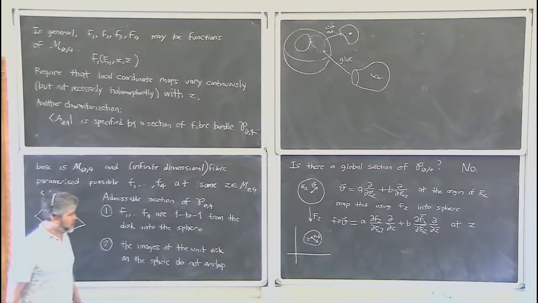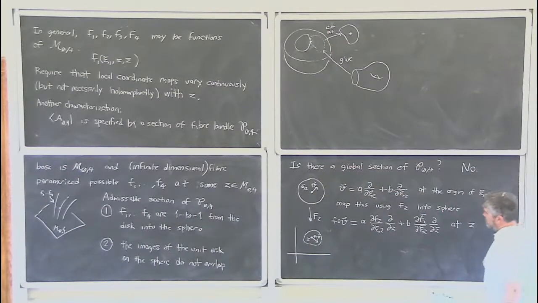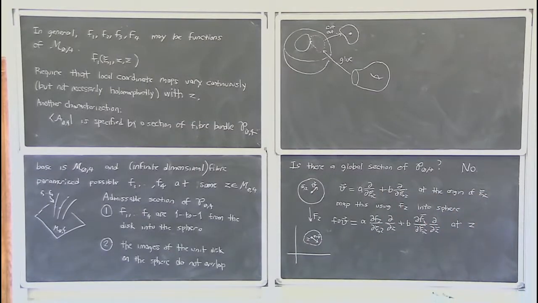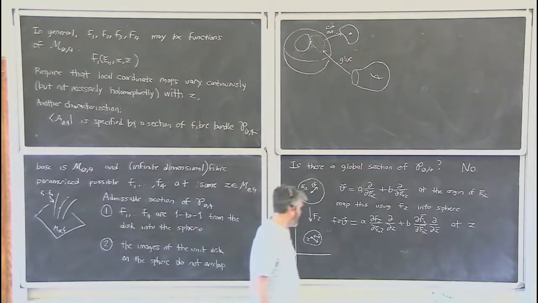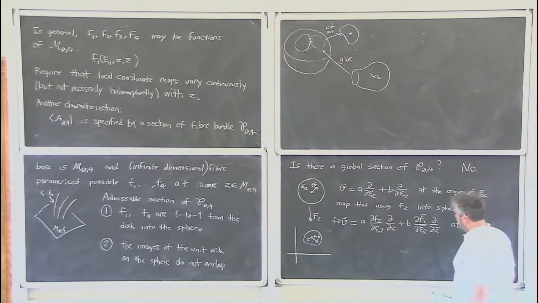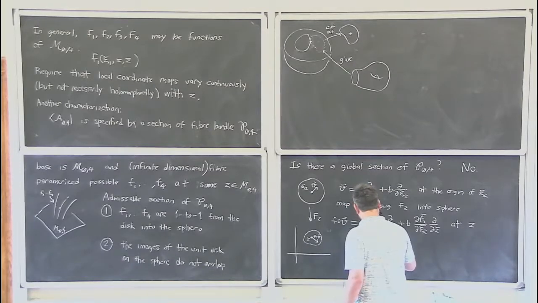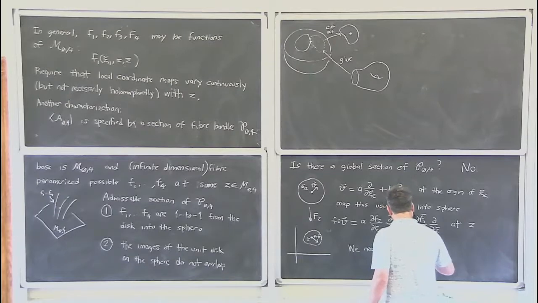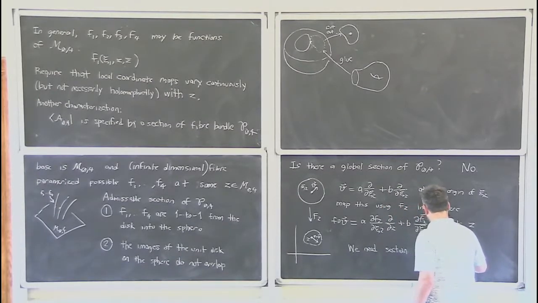So that means that in order to have a global section of P04, we would need a globally defined non-vanishing vector field on the sphere. Okay, so this is impossible. Therefore, we need a section, or we will have to work with a section with some singularities.